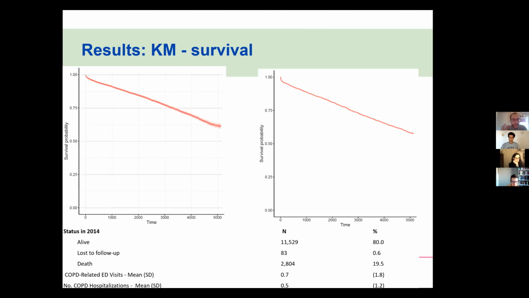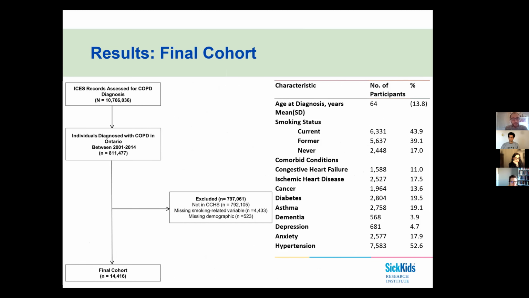Okay, so we started with the ICS records, which hold 10 million COPD patients. Out of those, 800,000 were diagnosed around the time that we were interested in, from 2001 to 2014. We had to exclude the majority of those because we didn't have access to their smoking information. And so the final cohort was 14,000 individuals who were followed for 14 years.